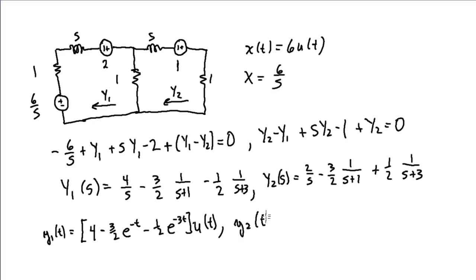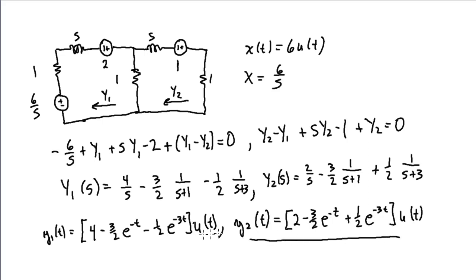y2 of t would be equal to 2, again factoring out a u of t, minus 3 halves e to the minus t plus 1 half e to the minus 3t all times u of t. So this would be the expression for the y2 current.